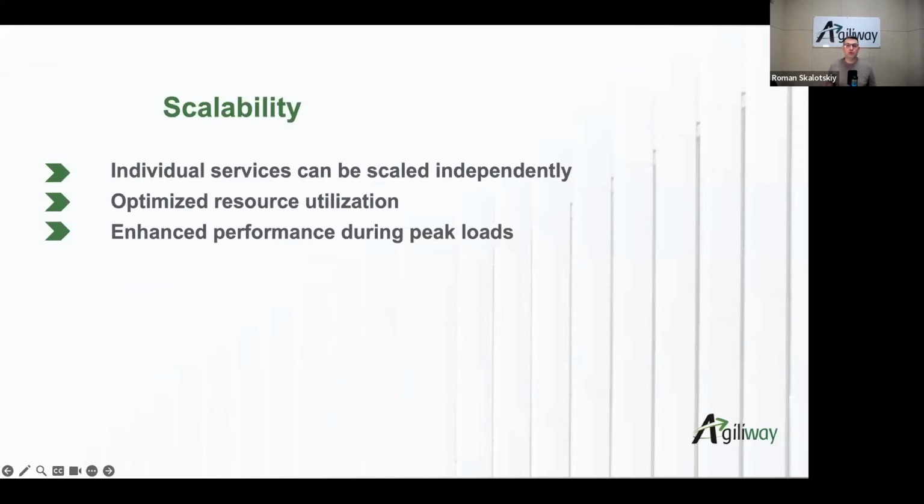The microservices also enable the use of different technologies and optimization for each service. This allows individual services to be scaled independently and enhance the performance during peak loads, or optimize the resource utilization without affecting the entire system. For example, scaling the e-commerce application's payment service separately without impact to other microservices.